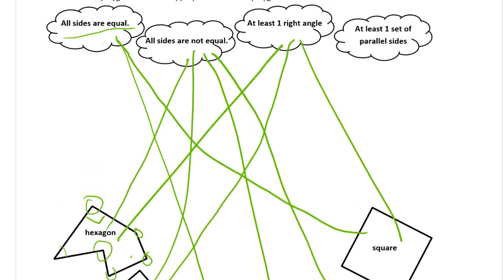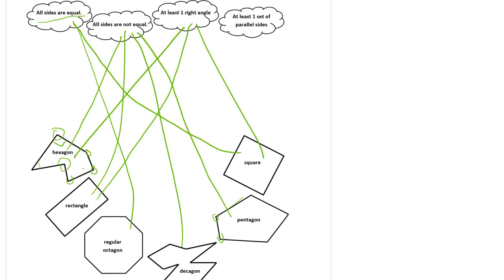And then at least one set of parallel sides. Square has all equal sides, so it also has to have parallel sides. Rectangle has opposite equal sides, so it also has to have, at least it has two sets of parallel sides, actually. The pentagon, I don't see anything parallel there.